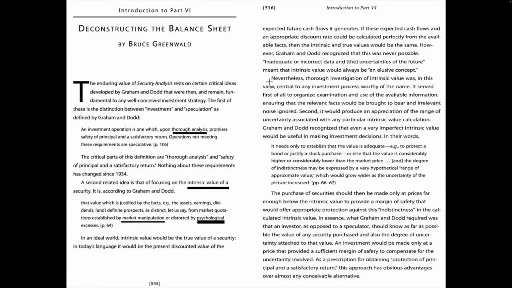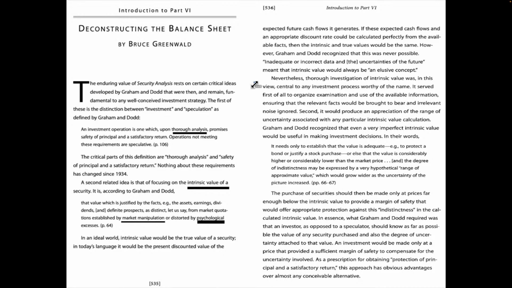Let's read on. Nevertheless, the investigation of intrinsic value was in this view central to any investment process worthy of the name. It serves first of all to organize examination and the use of available information, ensuring that the relevant facts would be brought to bear and irrelevant noise ignored. Okay, so essentially it's telling you to ignore the bullshit. Okay, now, second, it would produce an appreciation of the range of uncertainty associated with any particular intrinsic value calculation.